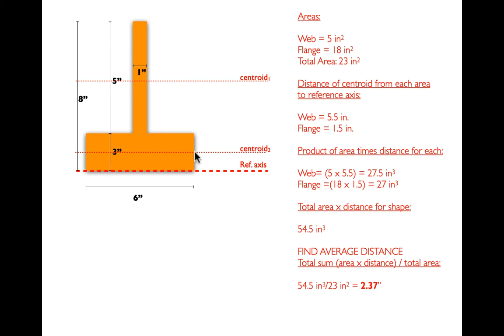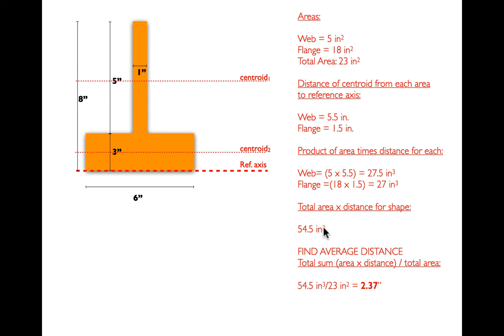So what we do is we take a random, what we call a reference axis, we figure out the distance between each centroid and that reference axis, and then we multiply those distances by the total area of each shape. So here, the web, we have 5 square inches, that's the area, times 5.5 inches, that's the distance from the centroid to the reference axis, and we get this figure, 27.5 cubic inches. Weird number, but we'll divide some stuff out here in a second. For the flange, you can see we have 18 square inches. The centroid is 1.5 inches from the reference axis, and that gives us a total of 27 cubic inches. So the total area times distance is 54.5.